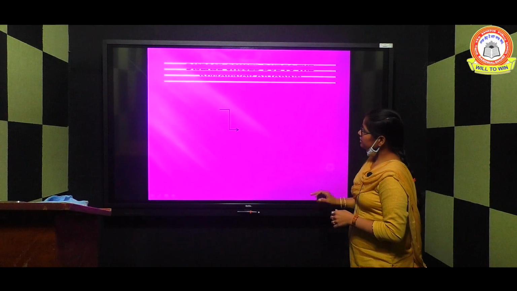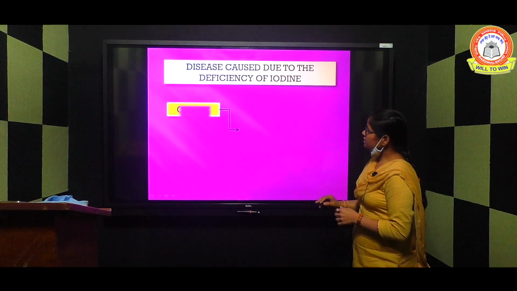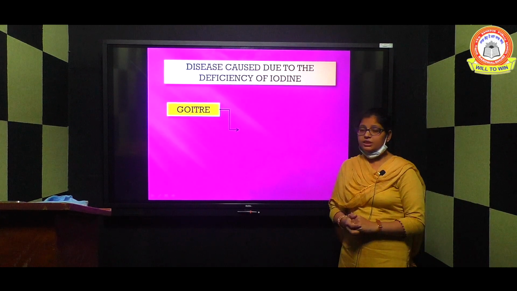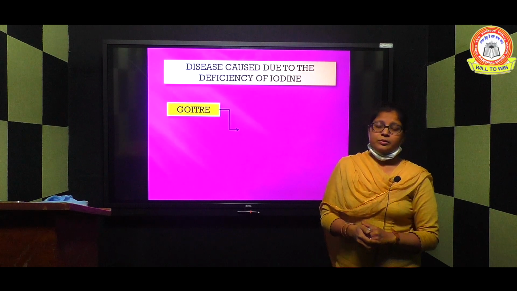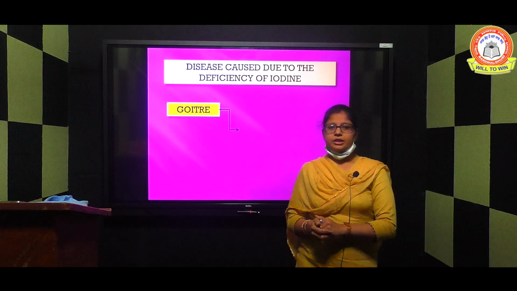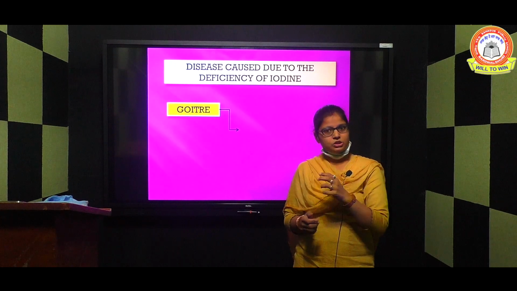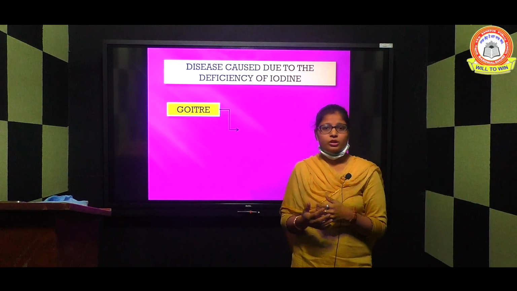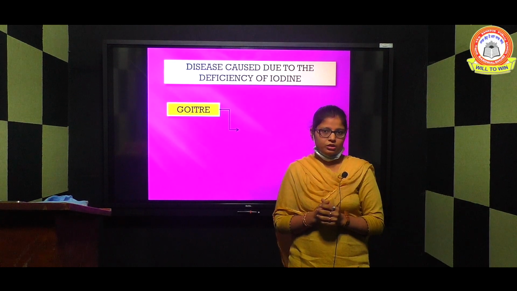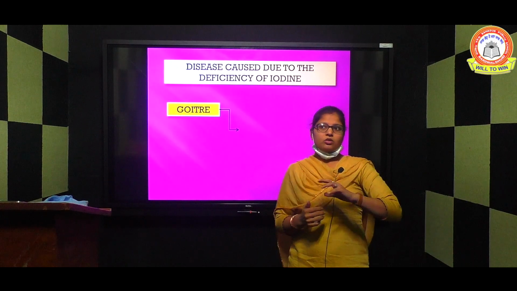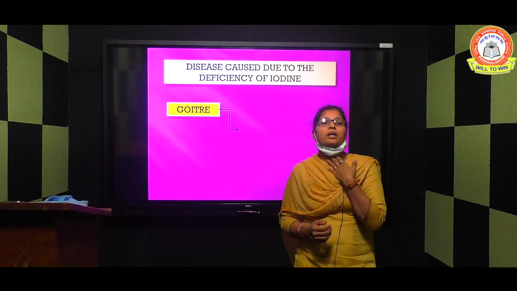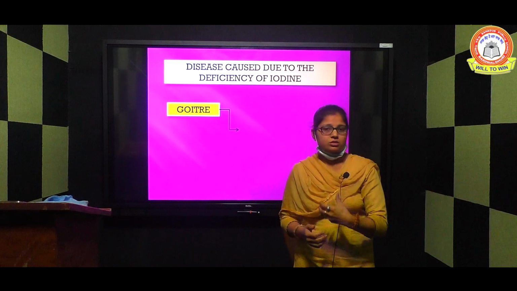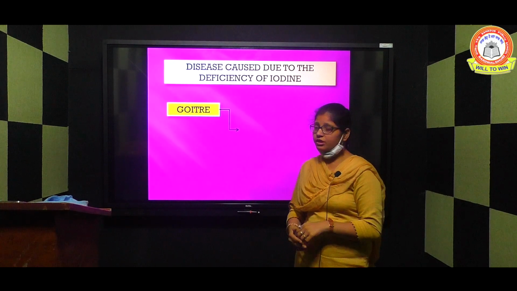Next is the deficiency disease caused due to the deficiency of iodine. Iodine is a very important nutrient in our body. It is a kind of mineral which is essential, which is very important for the proper growth of the body. What happens if you are not taking iodine properly in the diet? Your neck region gets very much swollen. So the disease caused over here is goiter.